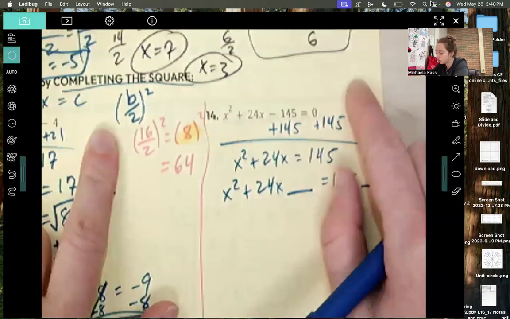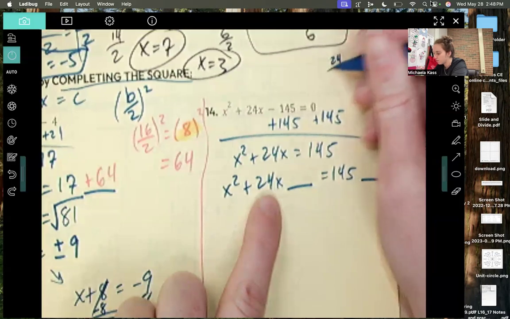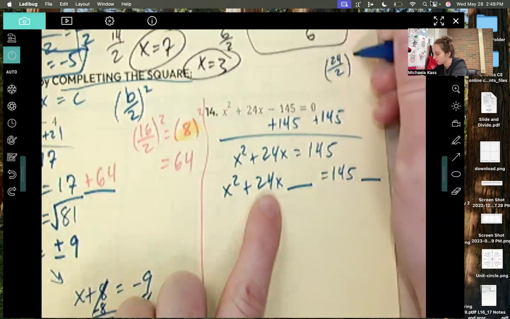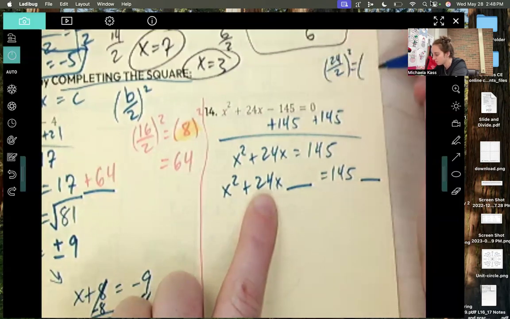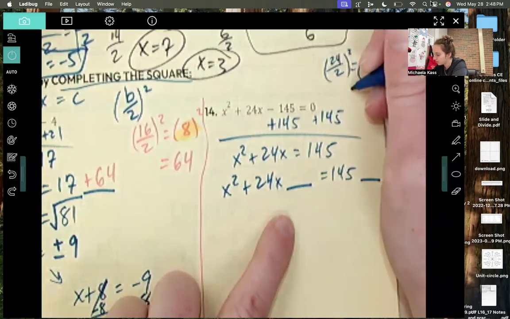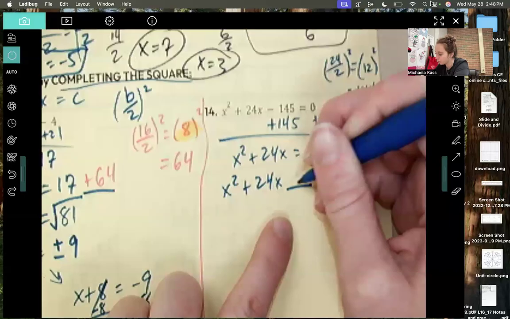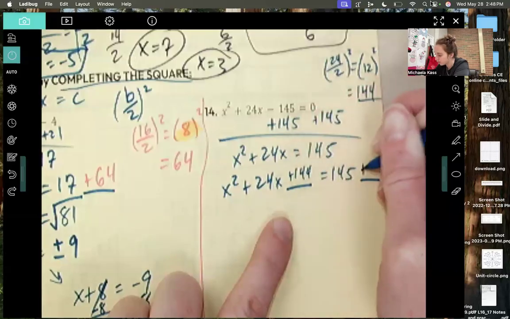So off to the side, I'm going to do some scratch work, okay? My b value is 24 divided by 2, and I'm squaring it. Don't do it all in one step. This number is going to come back, so you might as well show your work. 24 divided by 2 is 12, and 12 squared is 144. So I'm going to add 144 to both sides.